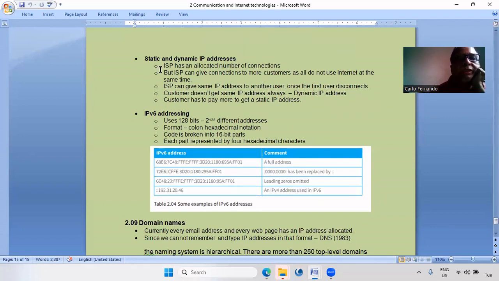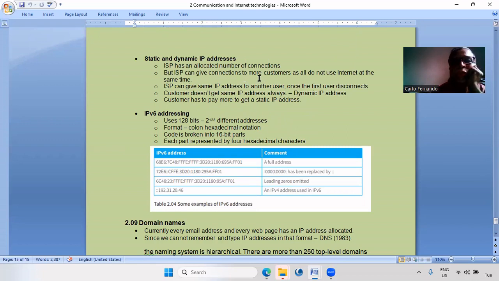Now, there are two kinds of IP addresses, static and dynamic IP addresses. An ISP has an allocated number of connections. Let's say the ISP has 1,000 connections, but there are more customers. Physically, they can give only 1,000, but there are more customers than 1,000. How do you manage? The moment the one who uses a particular IP address logs off from the internet, it can be reused by another user.